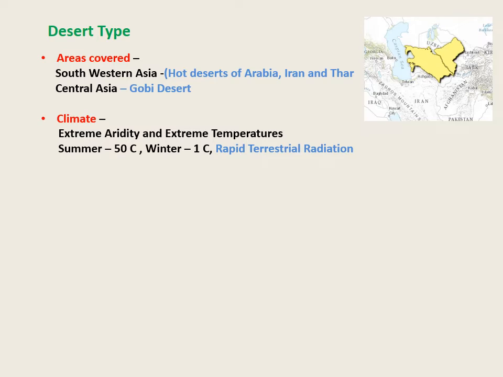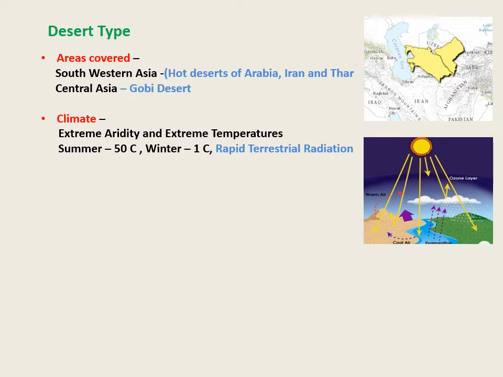As the skies are clear and cloudless, rapid terrestrial radiation takes place at night, leading to a sharp drop in night temperature. The cold deserts have an even greater range of temperature. Temperatures fall well below the freezing point in winter. Snowfall is common.